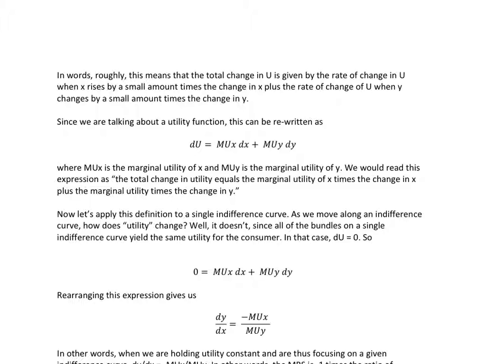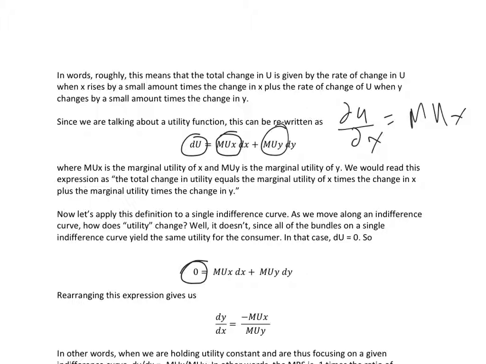Okay. So first of all, the partial derivative of u with respect to x is in fact the marginal utility associated with x, and this is the marginal utility associated with y. So we can rewrite that total differential in terms of not partial derivatives but marginal utilities, because by definition marginal utility of x is the partial derivative of u with respect to x, and same for y.